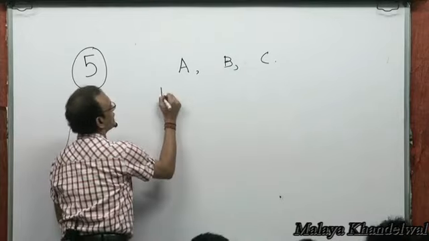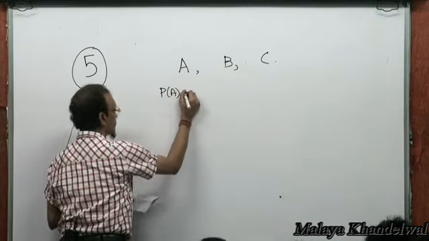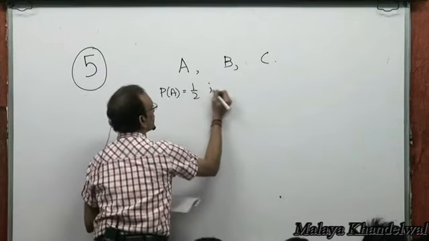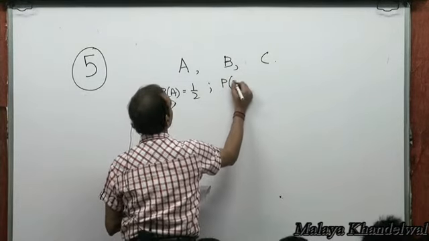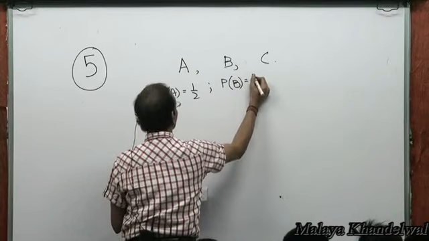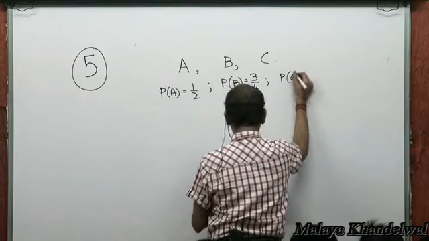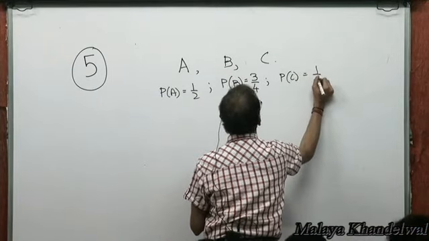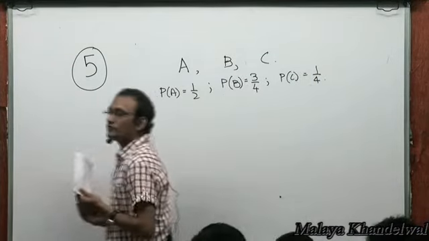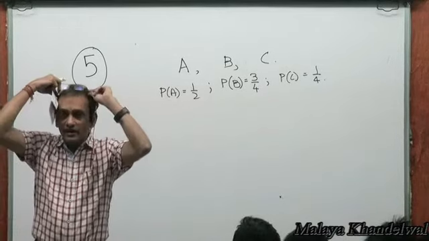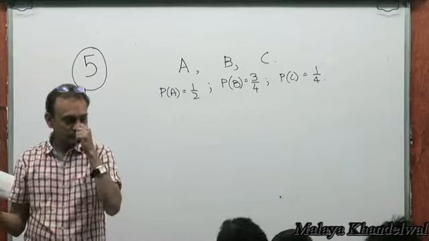The probability that A solves the problem is half. The probability that B solves the problem is 3 by 4. The probability that C solves the problem is 1 by 4. We want to find the probability that the problem is solved. The problem would be deemed solved if any one of them can solve, right?